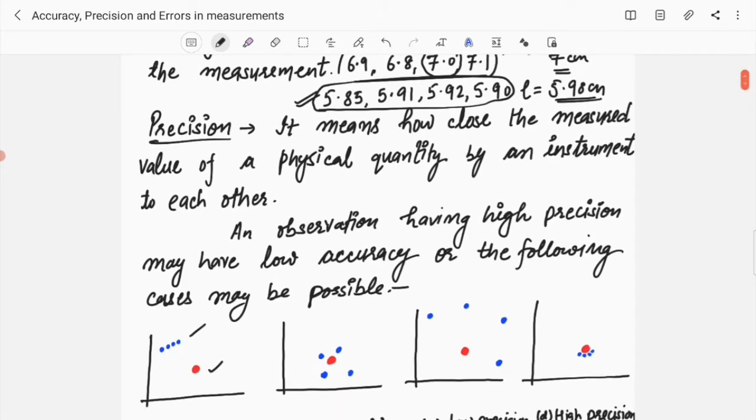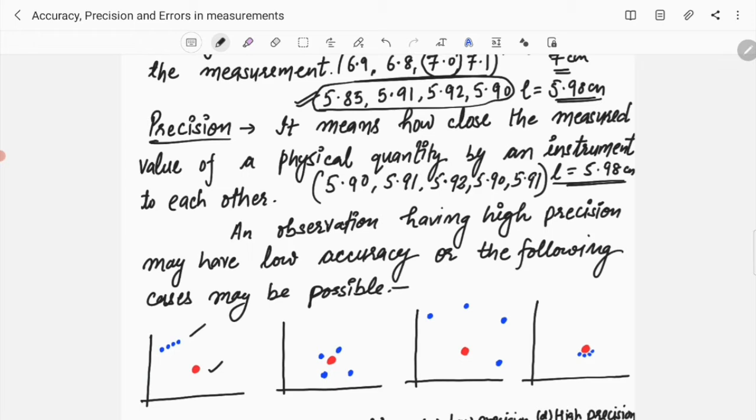We can take one more example. Again we are going to measure the length of the glass slab as we have taken earlier. The exact length of the glass slab is 5.98 centimeter, but the measurements which we are taking are 5.90, 5.91, 5.92, 5.90 and again 5.91. We are getting these observations.